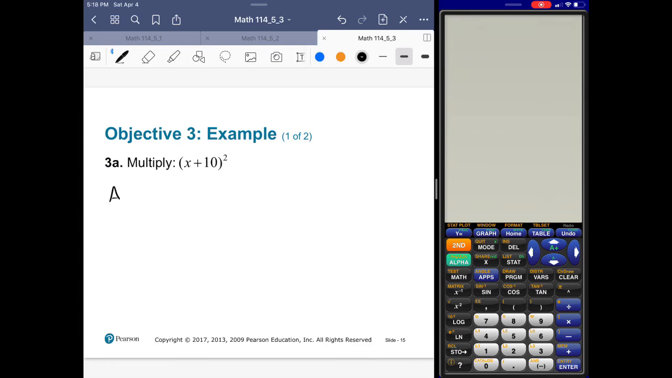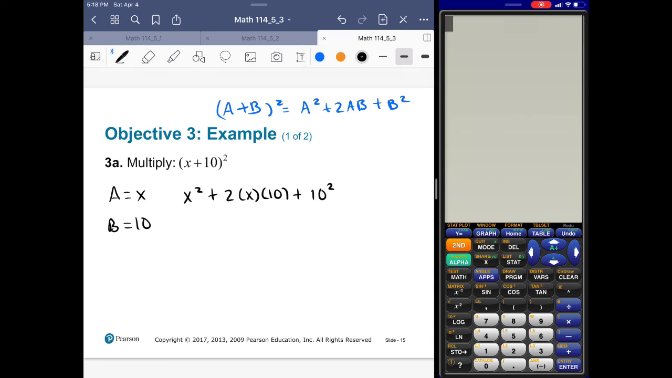So in this one, a is going to be x, b is going to be 10, and the formula is again the same: a plus b squared is equal to a squared plus 2ab plus b squared. So I have x squared plus 2, because of the formula, times x times 10, plus 10 squared. So that's x squared plus 20x plus 100.